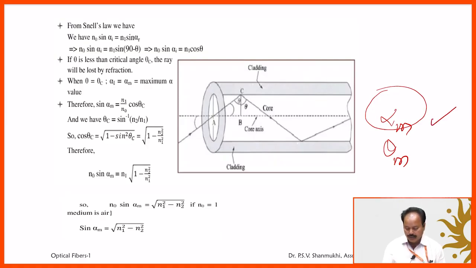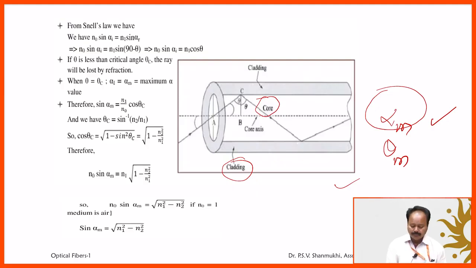Anyhow, we are going to derive the expression for this alpha m, the acceptance angle. Coming to the diagram in this figure, the inner cylinder is denoted by core, and the outer one is taken as cladding. The sheath or buffer is not at all required here. It provides only mechanical strength to the cable.